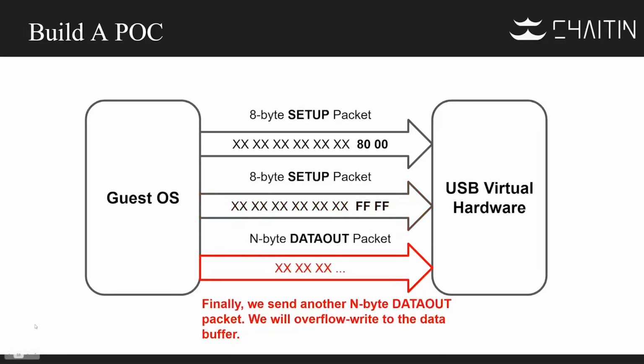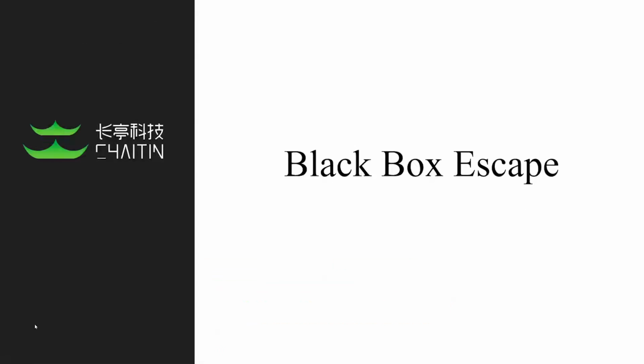Thirdly, we send an n-byte data out packet. Then there will be an overflow write to the data buffer. So that's the vulnerability and how we build a POC for it. Now, let me share our black box escape method.